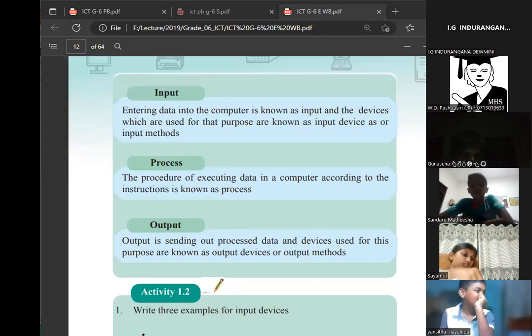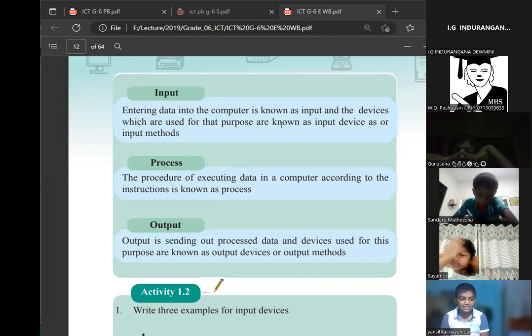Now here we have the method of input, process, output. It is mentioned here that entering data into a computer is known as input, and the devices which are used for that purpose are known as input devices or input methods.